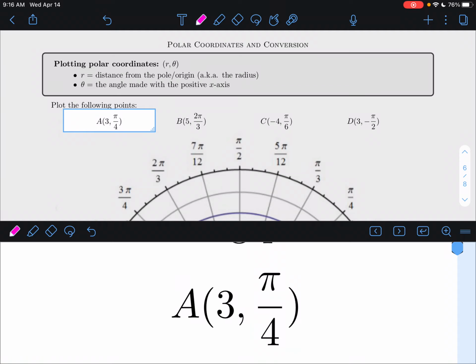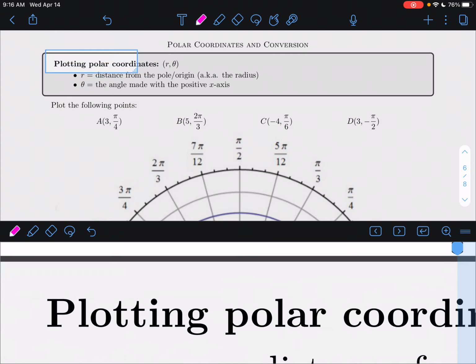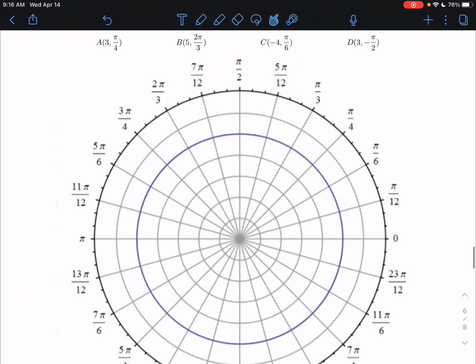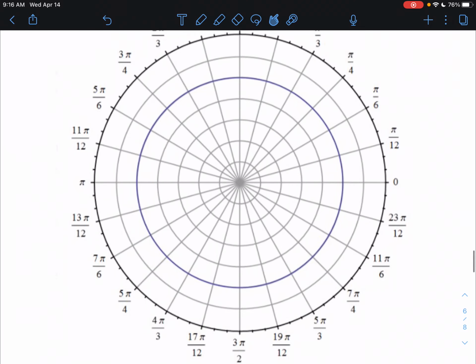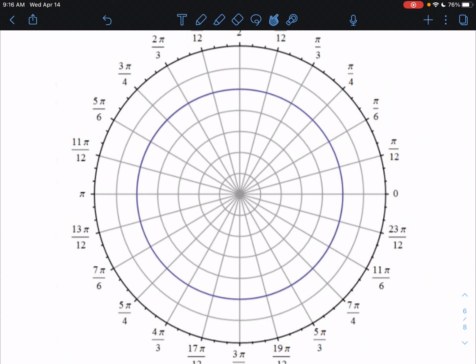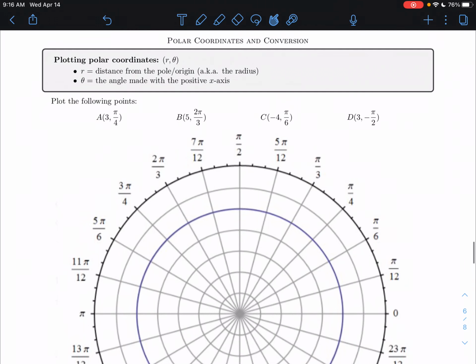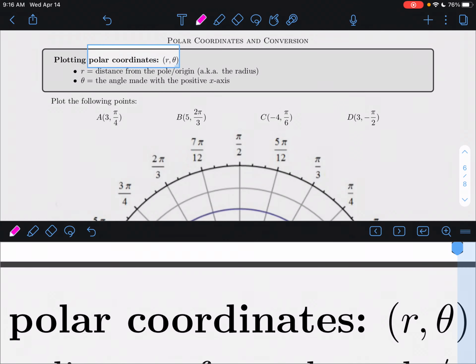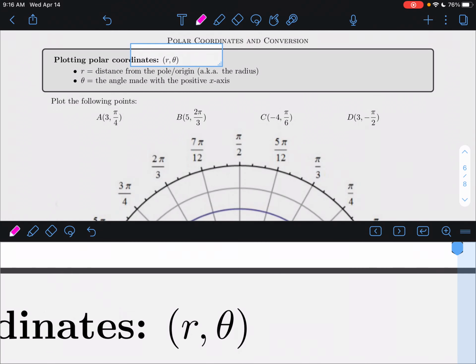Anyways, here's what's going on. Polar coordinates and conversion. So with polar coordinates, we see this is our new coordinate plane. I know that it looks basically like the unit circle because it basically is the unit circle. So, polar coordinates and plotting them. When we have rectangular coordinates, they're going to be x, y. But with polar coordinates, it's going to be r, theta, always. So x, y is rectangular. R, theta is polar.